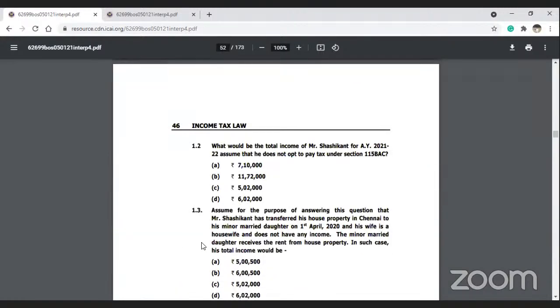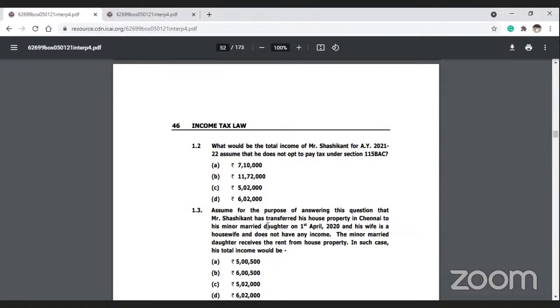Assume for the purpose of answering this question that Mr. Shashikant has transferred his house property in Chennai to his minor married daughter on 1st April 2020, and his wife is a housewife and does not have any income. The minor married daughter receives the rent from the house property. In such case, his total income would be.